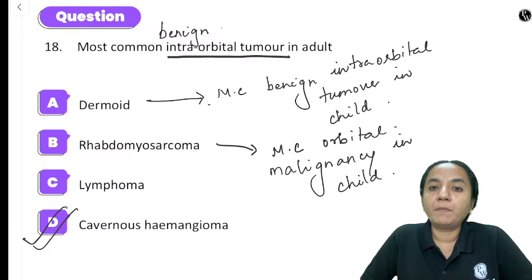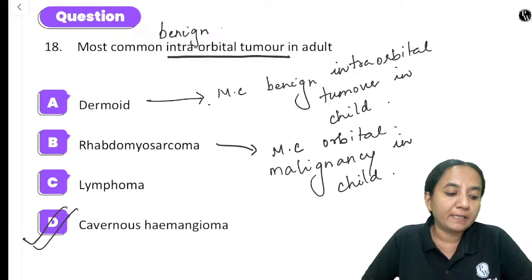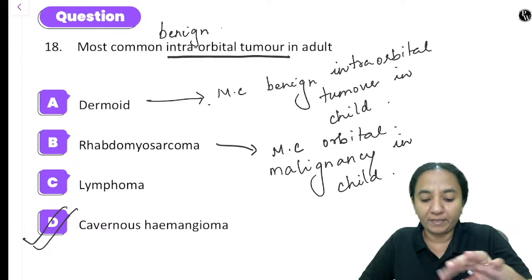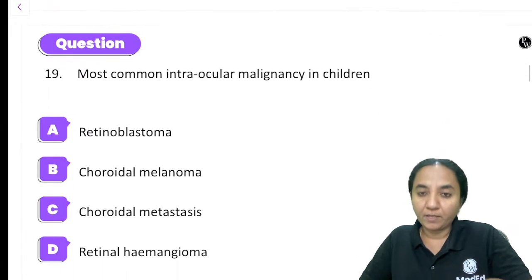Okay, so the most common benign intraorbital tumor in a child is dermoid. The most common orbital malignancy in a child is rhabdomyosarcoma. All these are really, really important questions. Chalo, next question. Very simple.